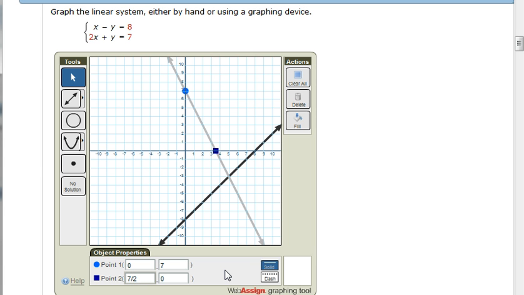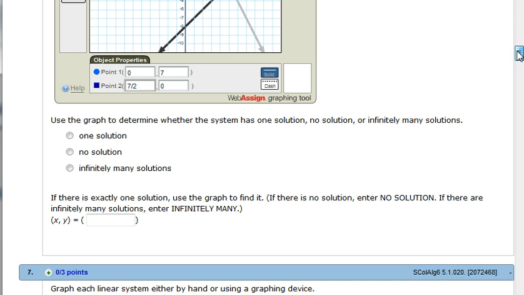Two separate lines. It appears they cross at 5, negative 3. Notice 5 minus negative 3 would be 8, and 2 times 5 plus negative 3 would be 7. So 5, negative 3 is the solution for the system. And there's only one solution.